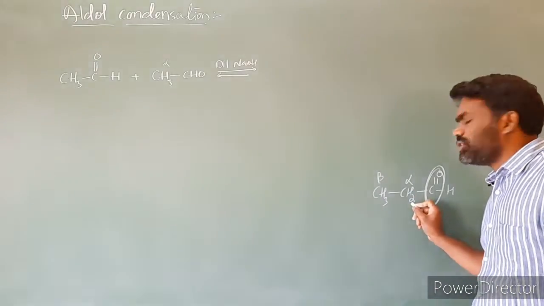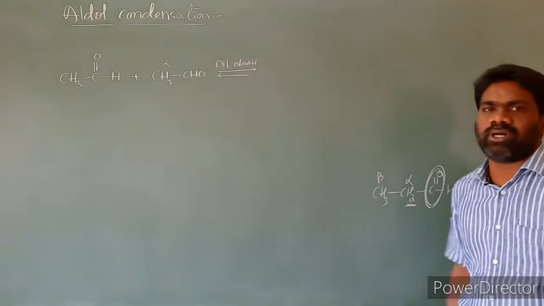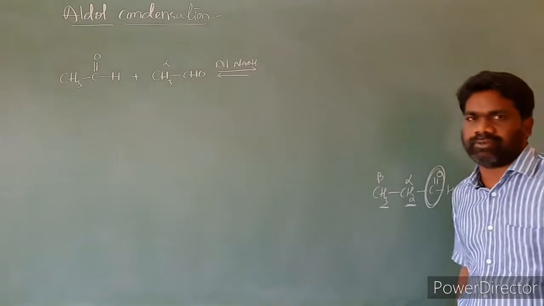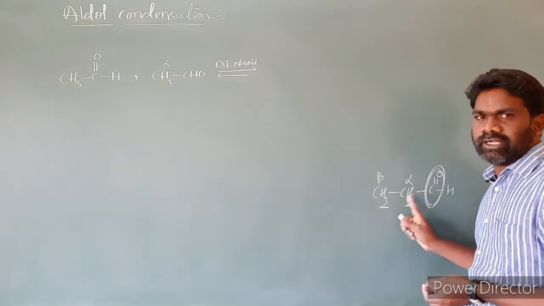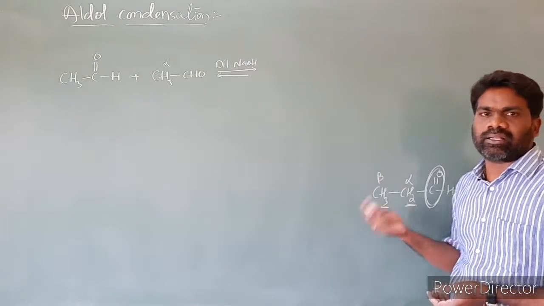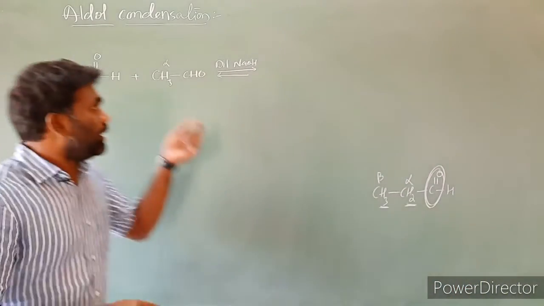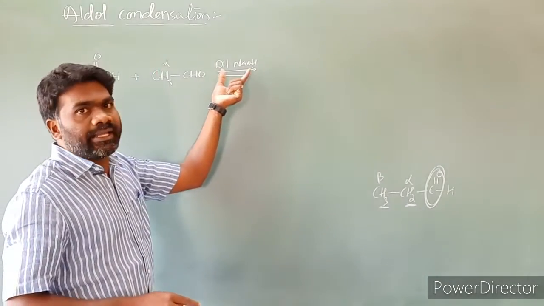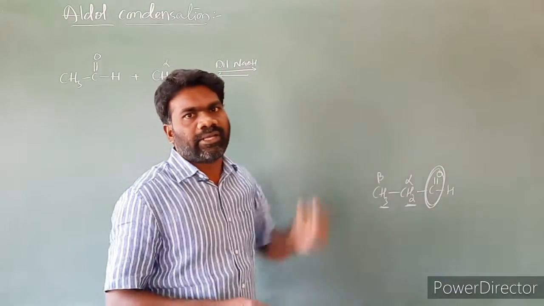Then hydrogens attached to alpha carbon, these hydrogens are called alpha hydrogens, and hydrogens attached to beta carbon are called beta hydrogens. Now the condition is any aldehyde which contains alpha hydrogen will give aldol condensation. If alpha hydrogen is not there, the aldol condensation reaction is not possible. So aldehyde having at least one alpha hydrogen undergoes reaction in presence of dilute alkali, gives beta hydroxyaldehyde.